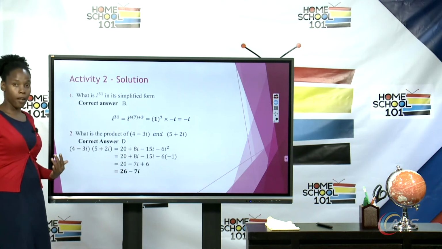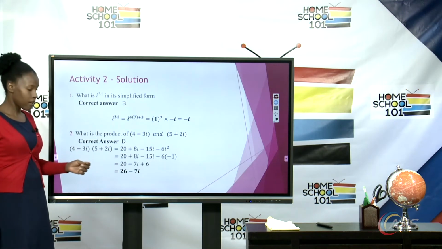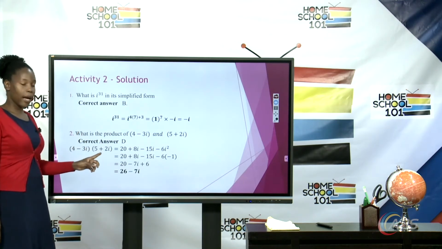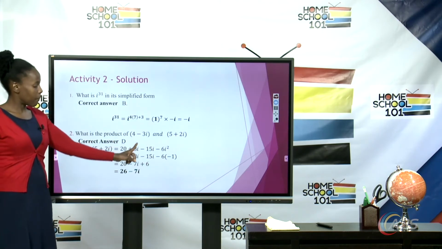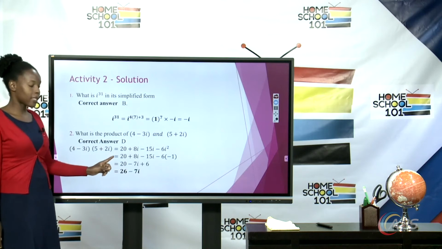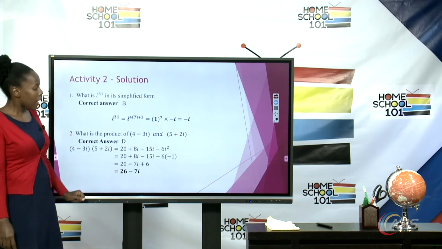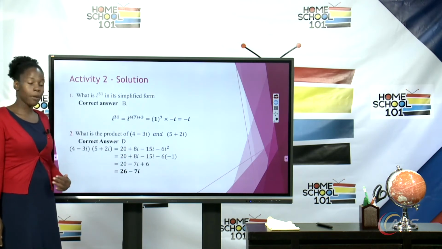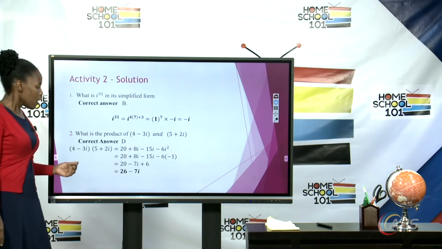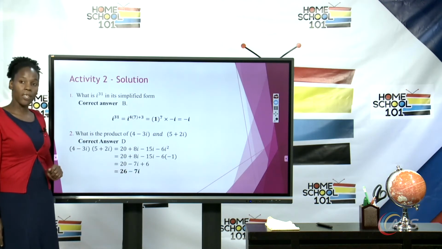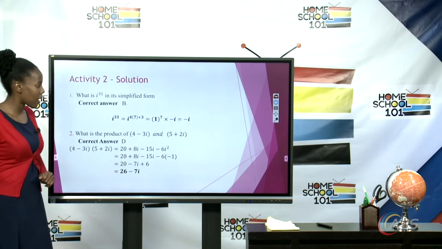And remember to pay close attention to the signs. A negative times a positive gives us a negative. Negative 3i times 2i would give us negative 6i squared. So again, we simplify the like terms. So 8i minus 15i would give us negative 7i. And in terms of i squared, remember, i squared is equal to negative 1, so we make that substitution. So it becomes 20 minus 7i plus 6, which gives us 26 minus 7i.